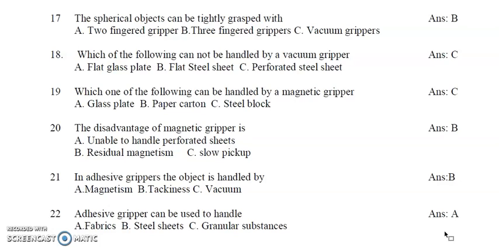Question 22. An adhesive gripper can be used to handle A, fabrics, B, steel sheets, C, granular substances. So the answer is A, fabrics, because adhesive grippers do not have enough force to handle objects like steel sheets, and granular substances cannot be handled by an adhesive gripper. So the choice is A, fabrics.